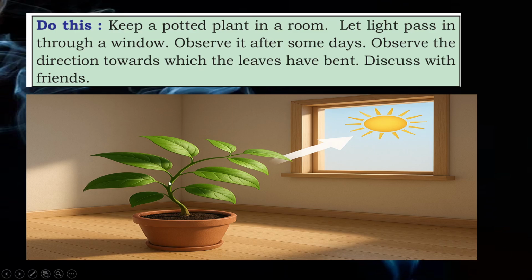Do this. Keep a potted plant in a room. Let light pass in through the window. Observe it after some days. Observe the direction towards which the leaves have bent. Discuss with friends.